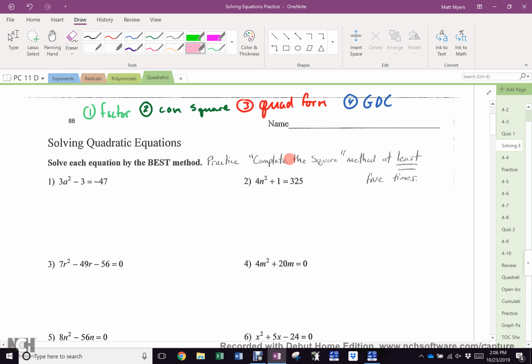I want you to do complete the square at least 5 times. When is a good time to complete the square? Even numbered B and no A. Right? Because when there's an A, we got to factor it out. It kind of screws us up. Okay? So there's at least 5. And for the graphing display calculator, because you can't show me work, I want a max of 8. All right?